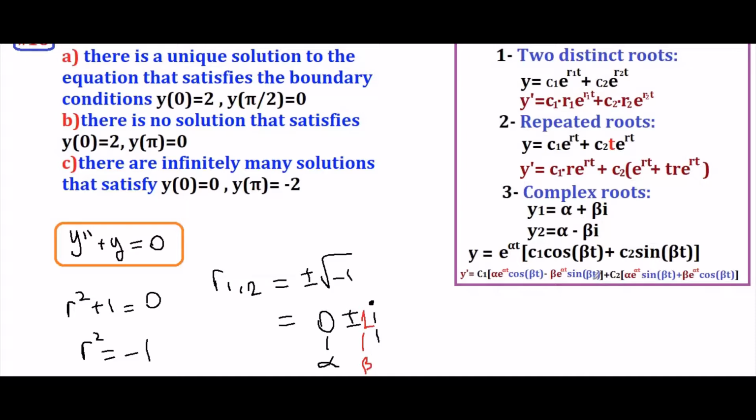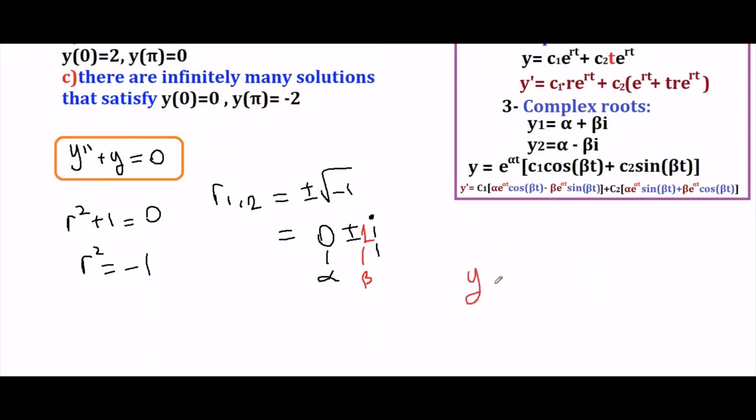This is complex roots, so we're going to use the complex root general equation. Because our alpha is 0, our general equation is y equals c1 cosine of beta t plus c2 sine of beta t. Because e to the 0 is 1, we can ignore this part since our alpha is 0.